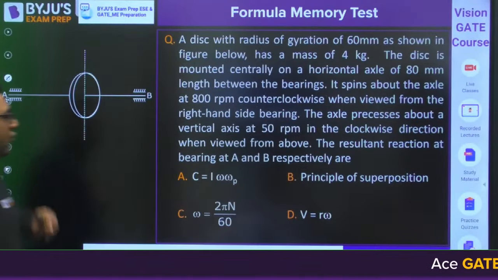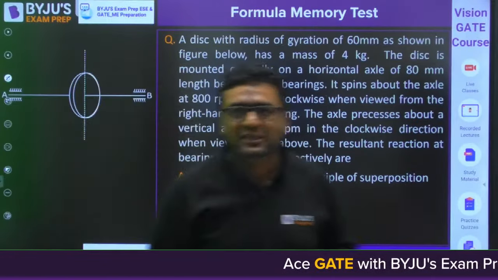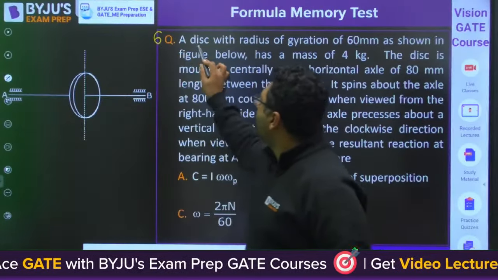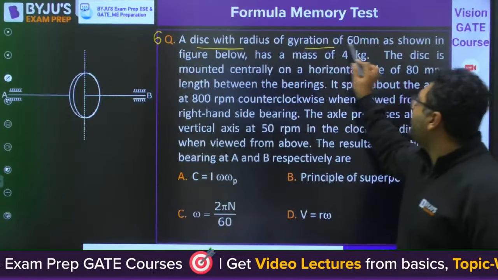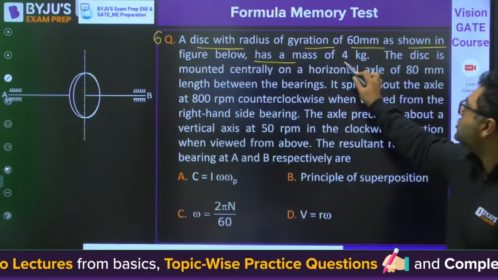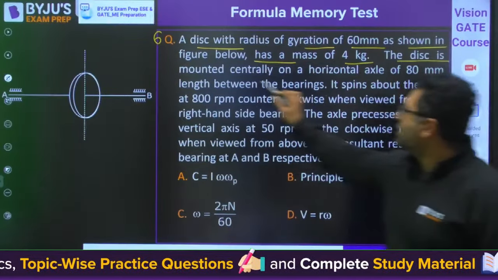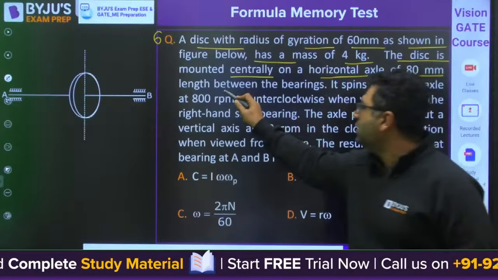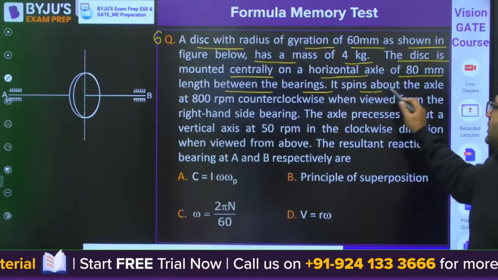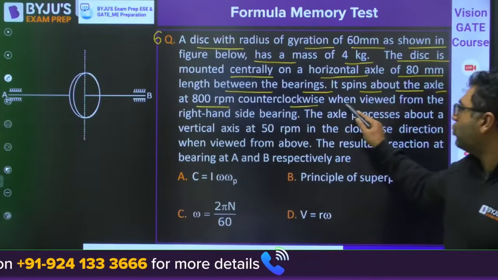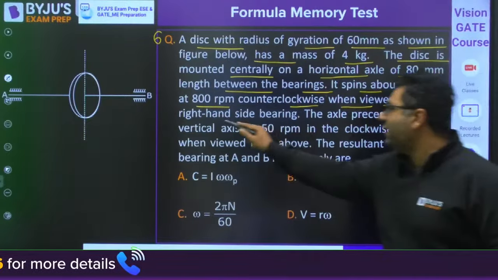So this is from gyroscope. Question number 6: a disc with radius of gyration of 60 mm, as shown in the figure below, has a mass of 4 kg. The disc is mounted centrally on a horizontal axle of 80 mm length between the bearings. It spins about the axle at 800 rpm counterclockwise when viewed from the right hand side.